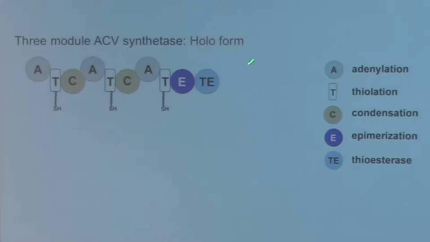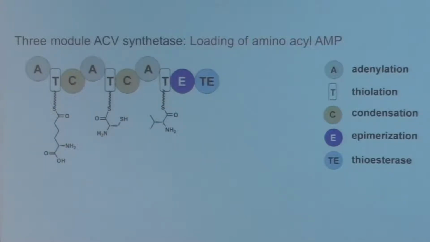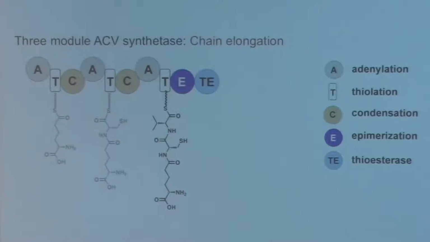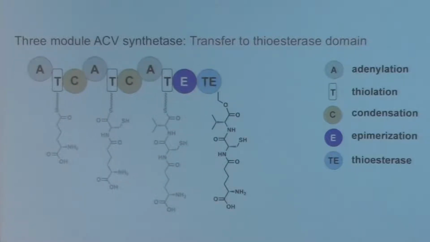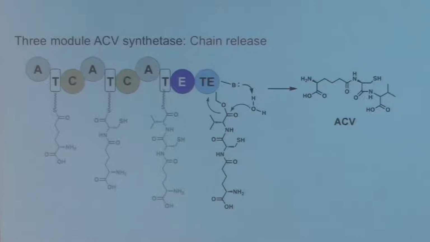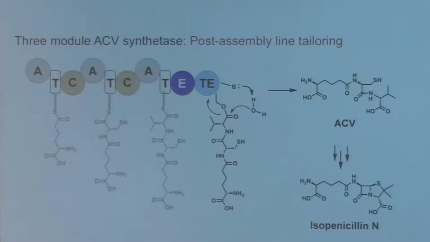So here is the holo form. Recall, we call the T domains apo when the serine is not post-translationally modified with the PPANT arm, and the T domains are holo when the PPANT arm has been attached, as indicated by this squiggle. We then have loading of the amino acid monomers via the action of the A domains, right? So formation of that amino acyl AMP or aminoadenylate intermediate. So one monomer per module. We have chain elongation events catalyzed by the condensation domain. We have chain transfer to the TE domain, okay, as shown here. Chain transfer, and then chain release here. Okay, and then post-assembly line tailoring.